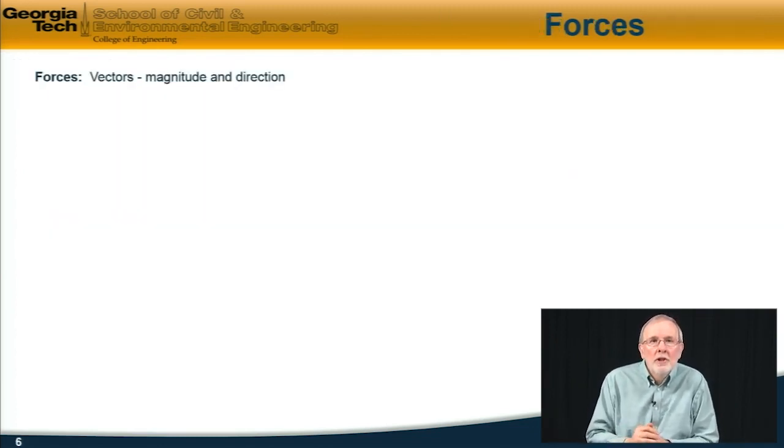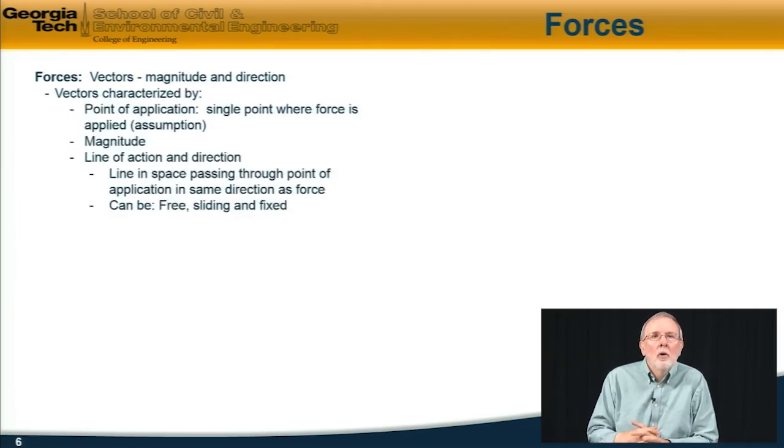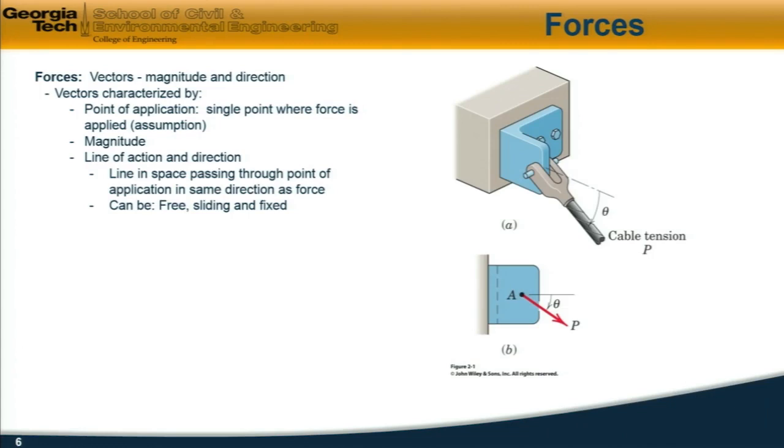Now, forces are vectors. In other words, they have magnitude and direction. Or, to be more specific about it, vectors are characterized by the point of application, which is a single point where a force is applied, which is an assumption, and that can be illustrated by this simple diagram here of a bracket attached with a pin to a cable. And it's also characterized by its magnitude and its line of action and direction.